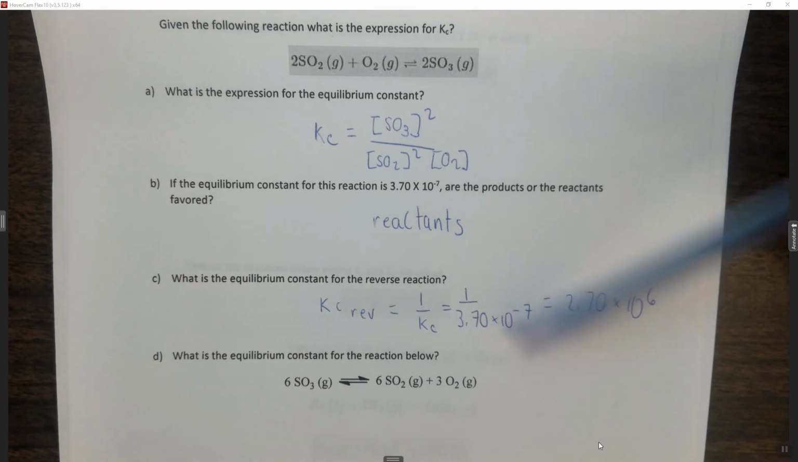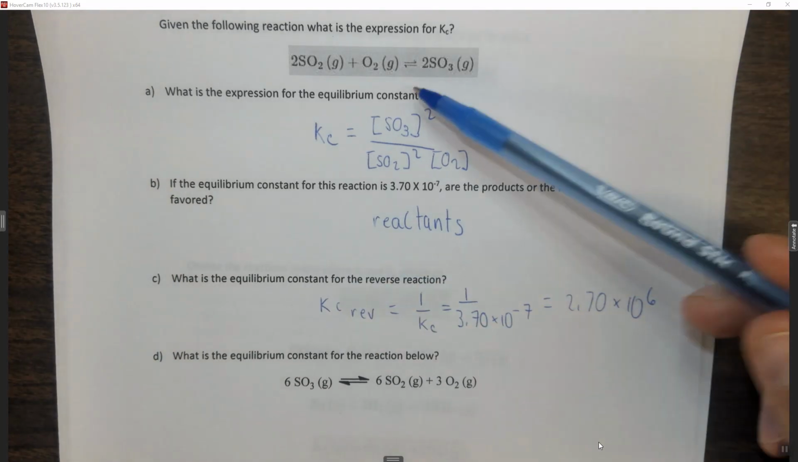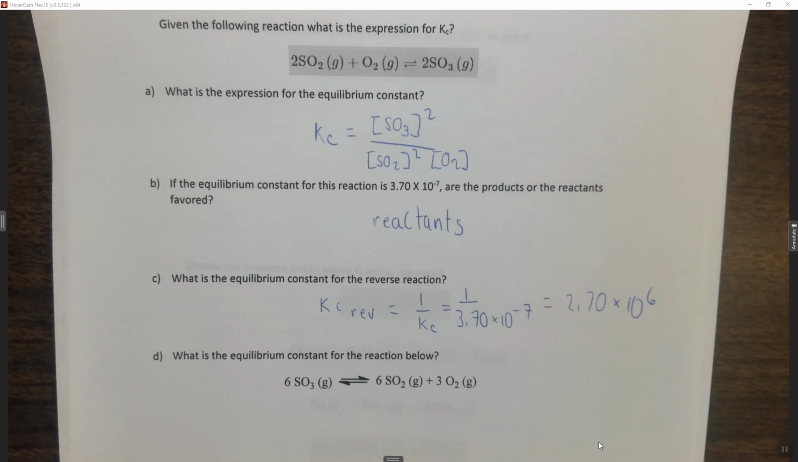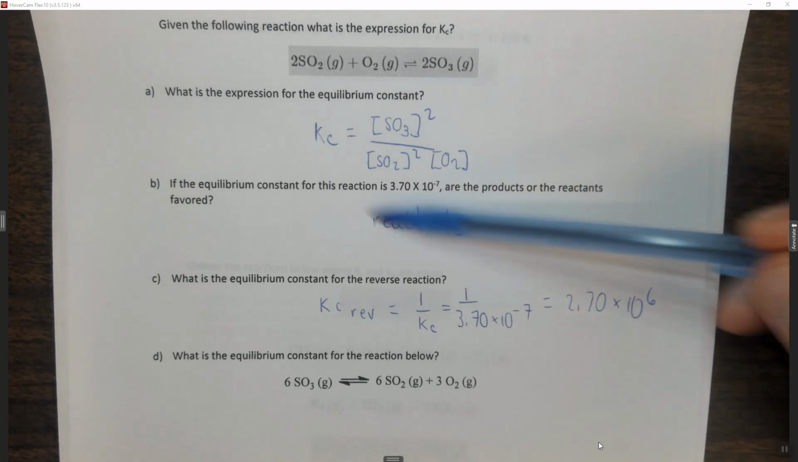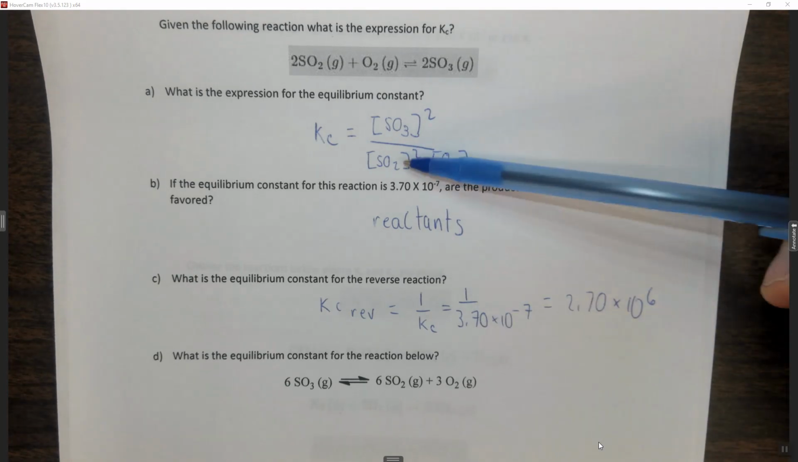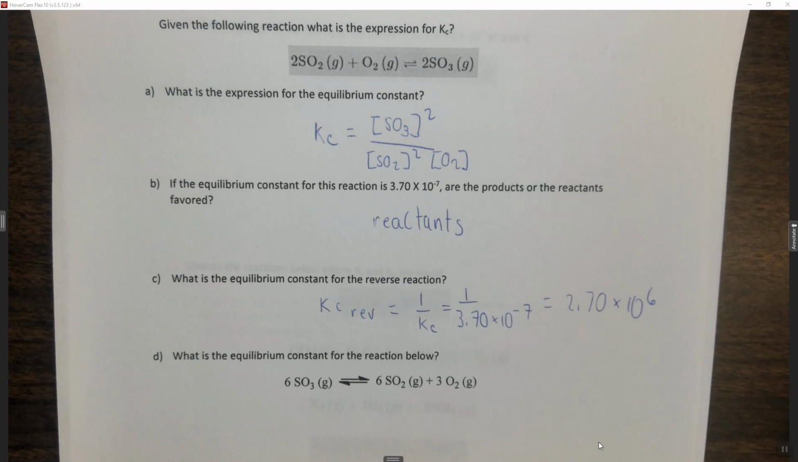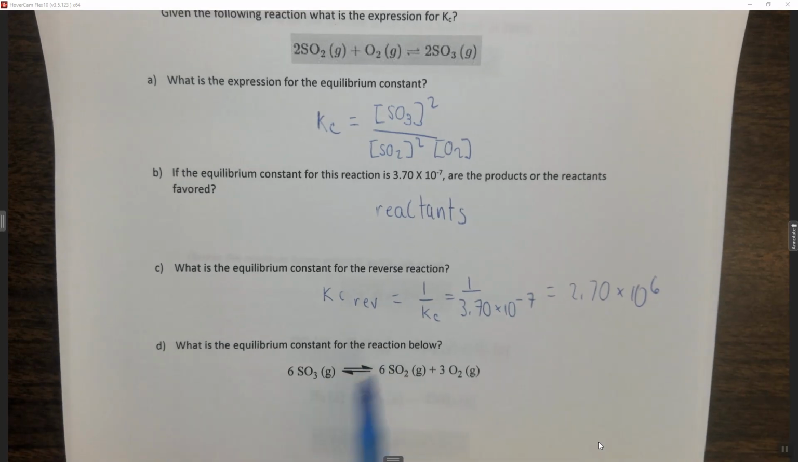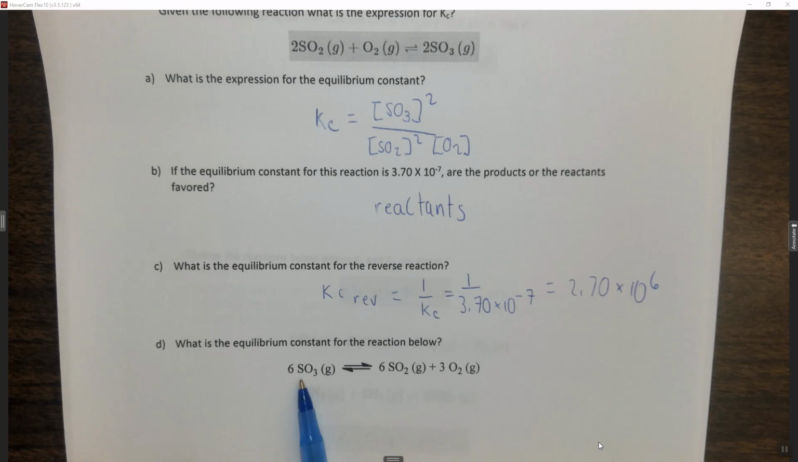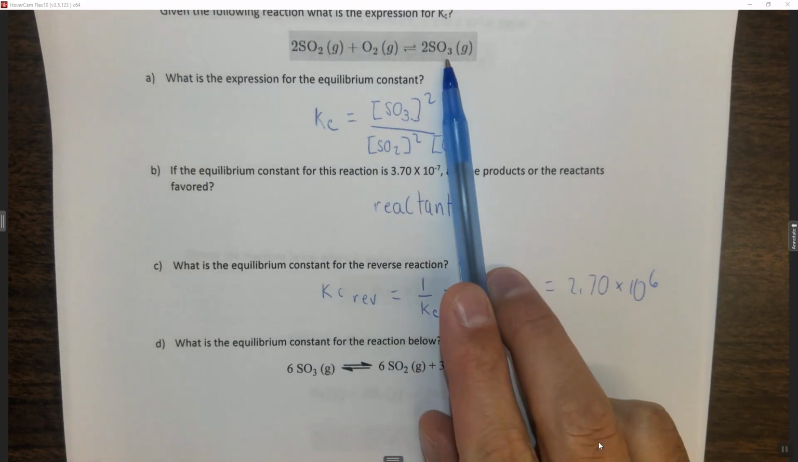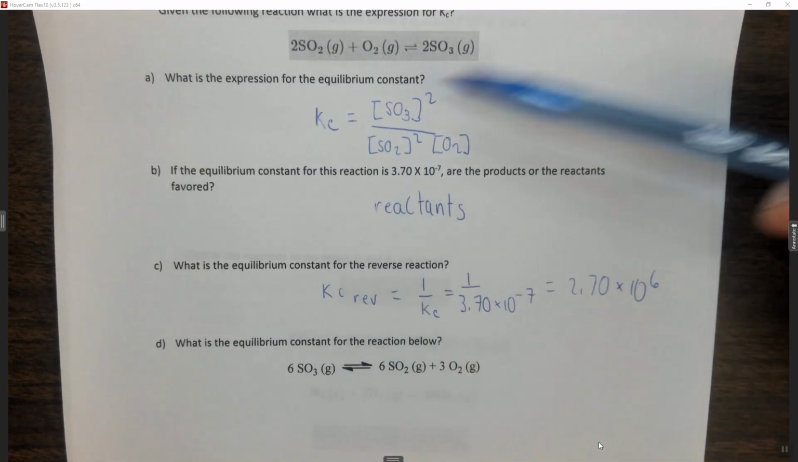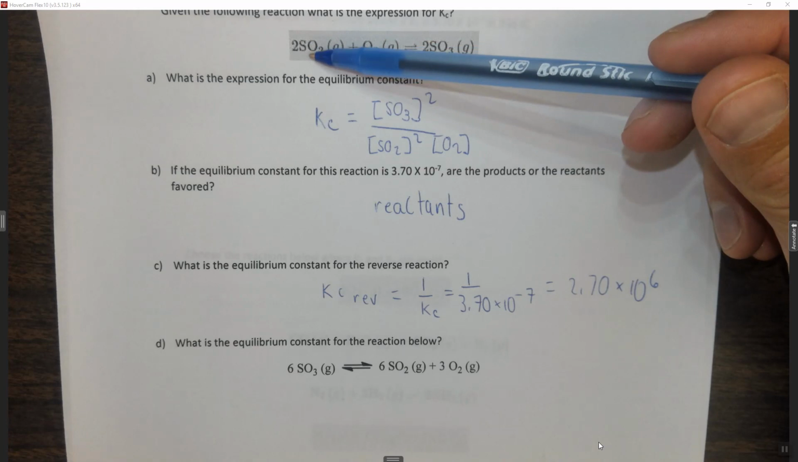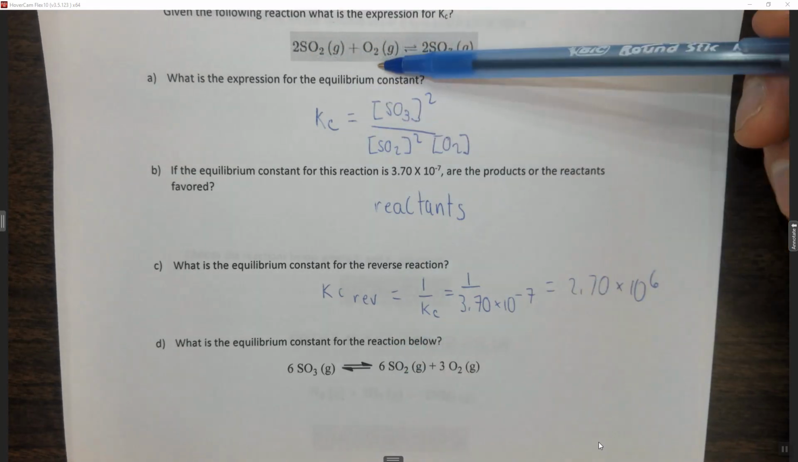So you take the reciprocal, because when you do the reverse reaction, basically products become reactants and reactants become products. Said another way, this Kc expression is written upside down, so you can just take the reciprocal of this. That will give you the opposite. All right, the next one says, what is the equilibrium constant for this reaction? In this case, we have 6 SO3. So SO3 was here, now it's here. Yields 6 SO2, and 3 O2.